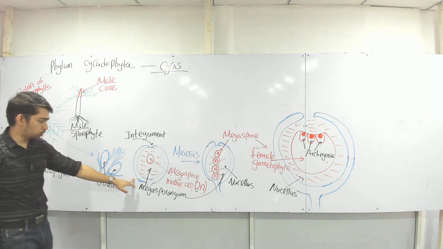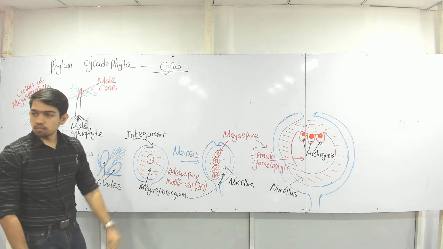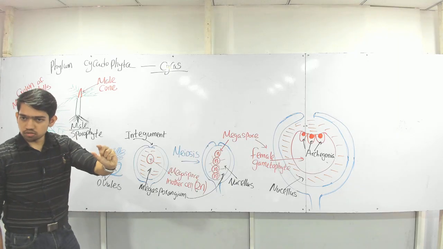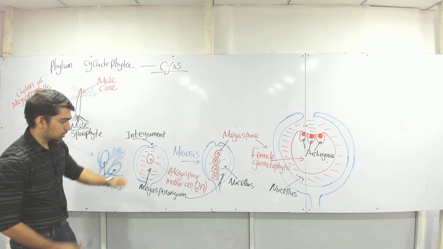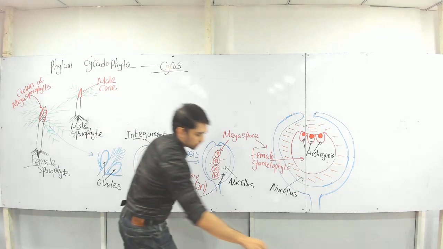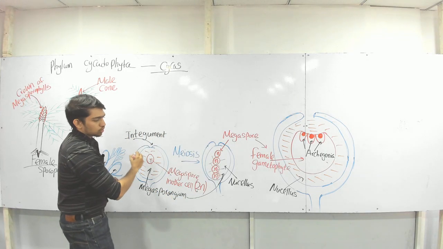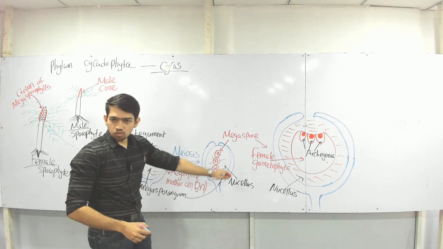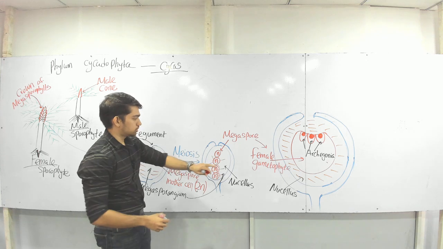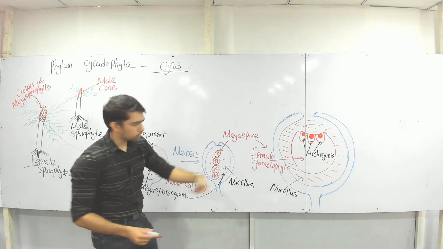In the immature ovule, what do you have? Megasporangium. One of the cells of the megasporangium is going to become a megaspore mother cell. Megaspore mother cell is going to divide by meiosis to produce 4 cells. Only one will remain functional. That is called the megaspore.